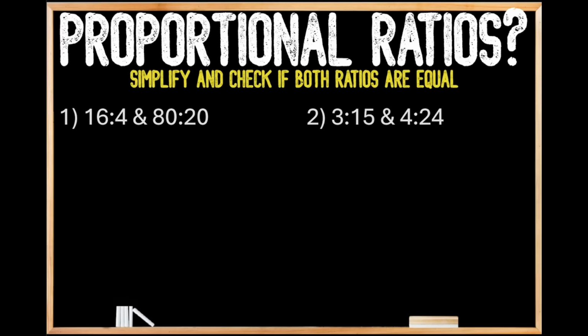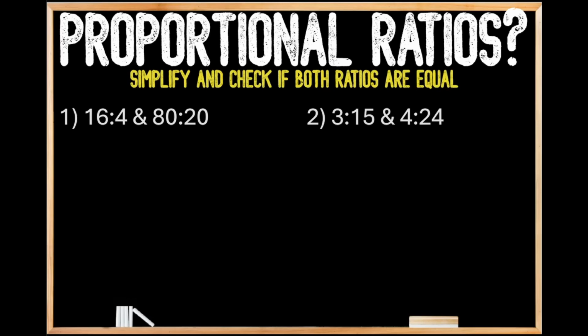And in order to determine if ratios form a proportion, as we can see up top highlighted in yellow, we're going to simplify the ratios and then check if both sides are equal. So jumping right into question number 1, we're being asked to determine if the ratios 16:4 and 80:20 form a proportion. So the first thing we're going to do down below is rewrite these ratios in fractional form, and then simplify those ratios.